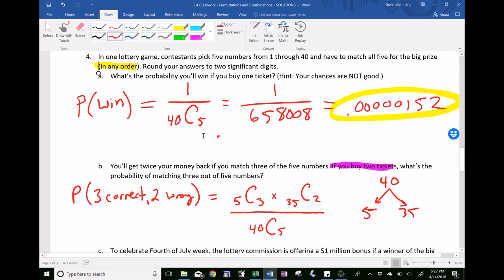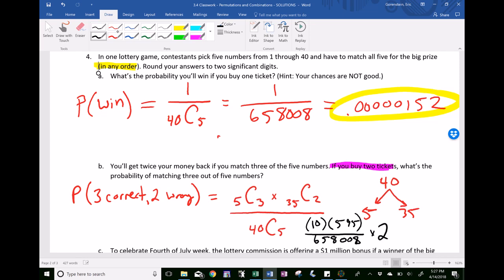Okay, so we're at, let's change it up here, 10 times 595 over the 658,008. So this will give us the probability of winning if you buy 1 ticket, and then we'll have to multiply that by 2 because we're buying 2 tickets.